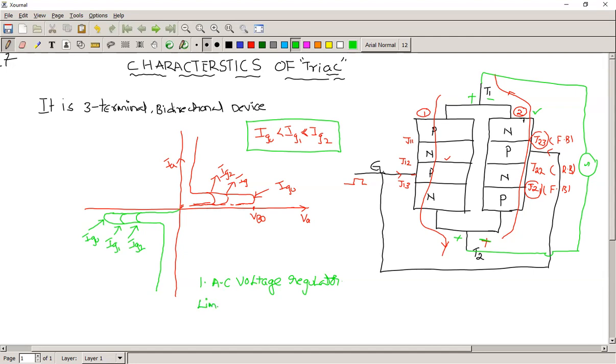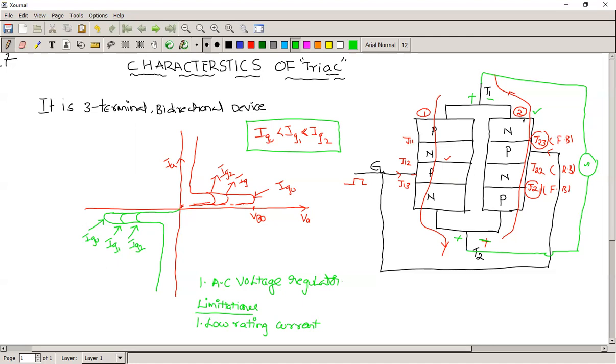it can be used only for low current ratings. This is one limitation. But it is a bidirectional device. It can control both the positive cycle and the negative cycle. But we can't go for high ratings. We can't design this triac for high rating applications.